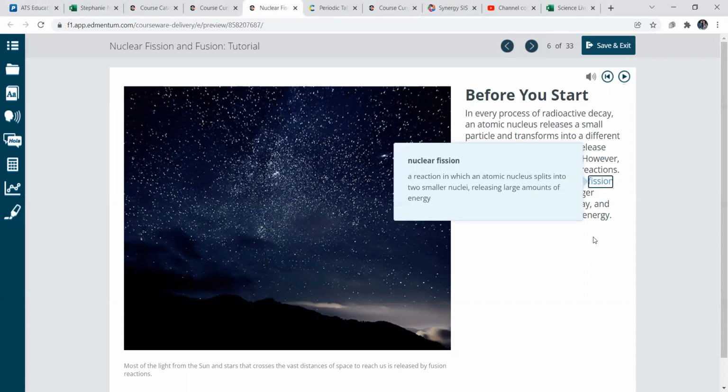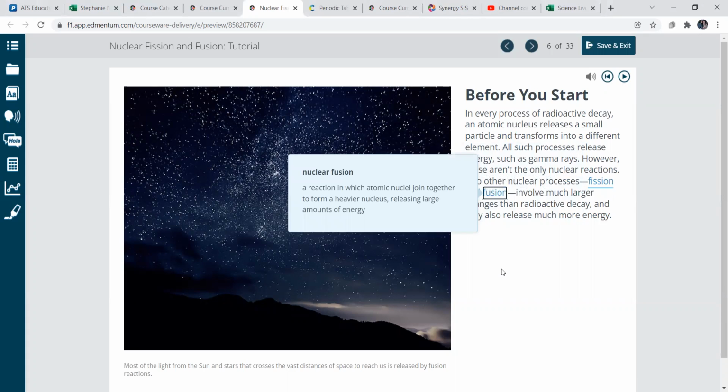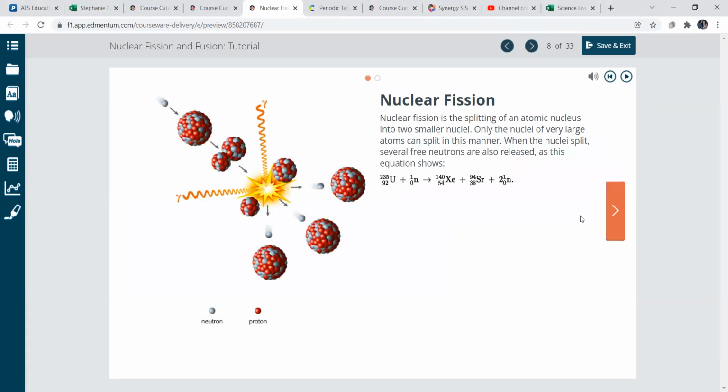So let's read the definition of nuclear fission: the reaction in which an atomic nucleus splits into two smaller nuclei, releasing large amounts of energy. Fusion is slightly different: a reaction in which atomic nuclei join together to form a heavier nucleus, releasing large amounts of energy. All right. Now we have nuclear fission. Let's review what this is.